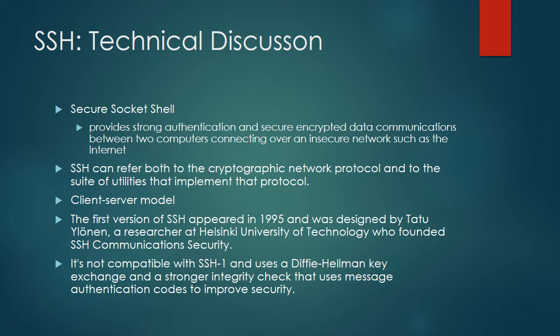The first version of SSH appeared in 1995 and was designed by Tatu Ylönen, a researcher at Helsinki University of Technology who founded SSH Communications Security. Over time, various flaws have been found in SSH-1, and it is now obsolete. The current set of secure shell protocols is SSH-2 and was adopted as a standard in 2006. It's not compatible with SSH-1 and uses a Diffie-Hellman key exchange and a stronger integrity check that uses message authentication codes to improve security. SSH clients and servers can use a number of encryption methods, the most widely used being AES and Blowfish.